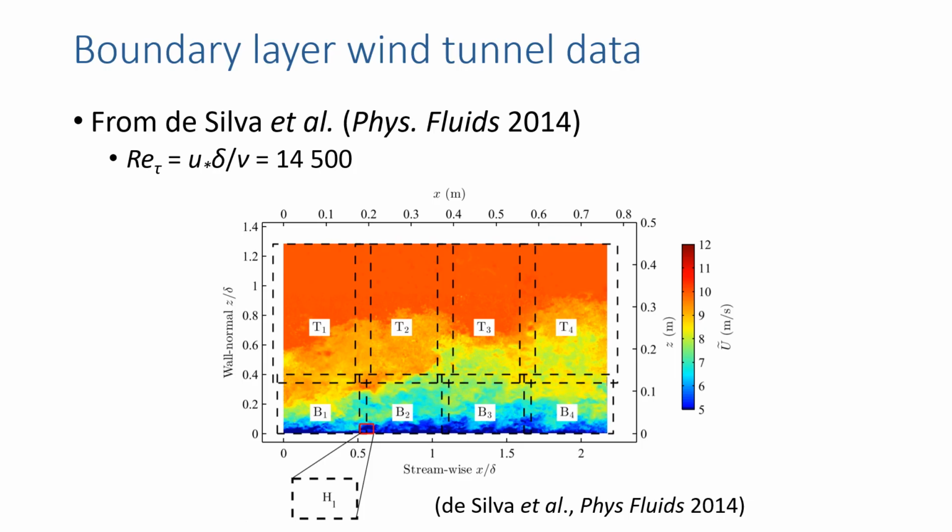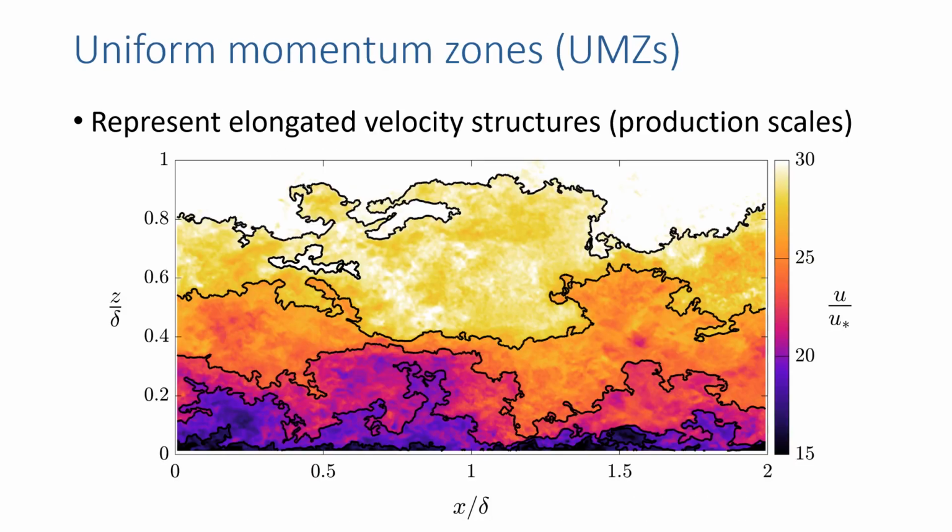To investigate fractals, we used existing boundary layer wind tunnel data from the University of Melbourne. This wind tunnel has a relatively high Reynolds number for laboratory scale settings, and the unique thing about this data is the 8-camera particle image velocimetry, as shown in the image here, which allowed us to capture a wide range of scales from 2 times the boundary layer thickness in the streamwise extent down almost to the Kolmogorov scales at the resolution of the images. We used these measurements to detect uniform momentum zones, or UMZs.